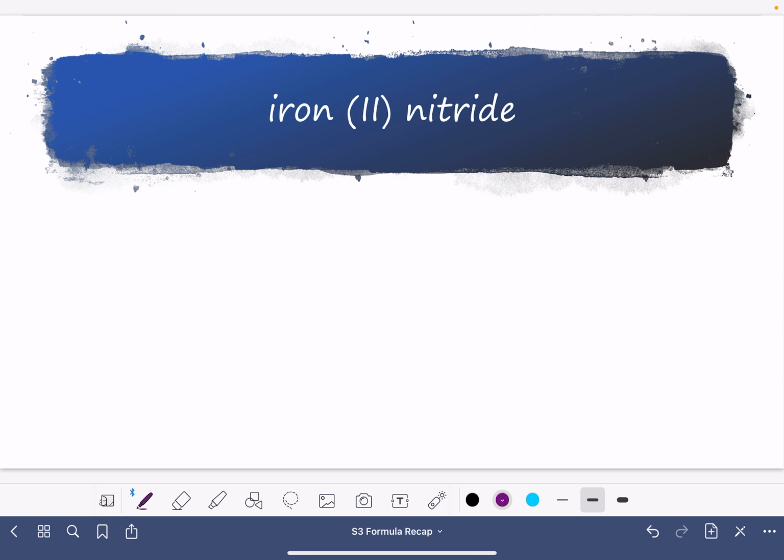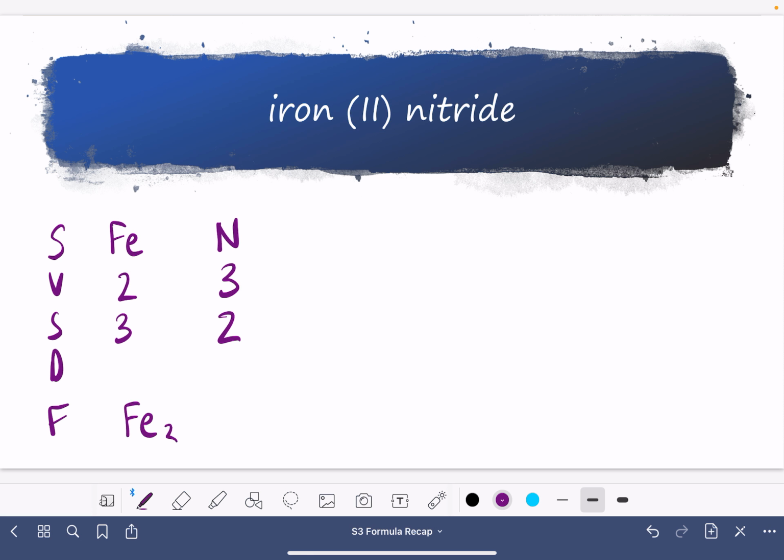So we just construct our SVSDF as normal, except at this stage, when it comes to doing the valency, instead of looking in our data book at what group it's in, we look at the name. Okay, so iron is Fe, nitrogen is N, valencies are 2 and 3, swap them, 3, 2, can't divide them into anything simpler, so Fe3N2.